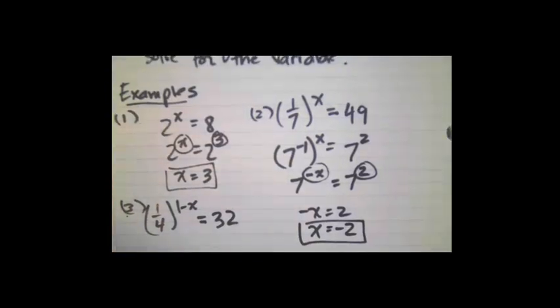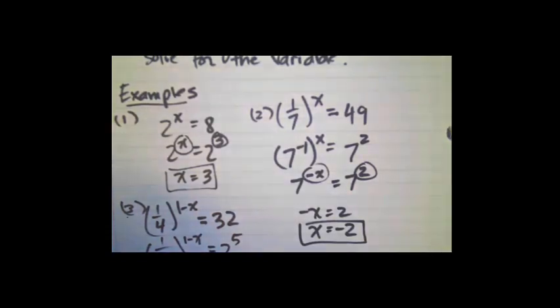Okay, so we can write 1/4 as 1 over 2 squared. We can write 32 as 2 to the 5th. We're not there yet. We want to make this so that it's in the numerator. So that's going to go 2 to the negative 2, 1 minus x equals 2 to the 5th. And then we're almost there.